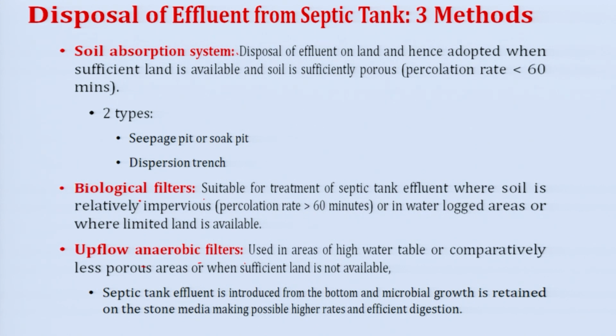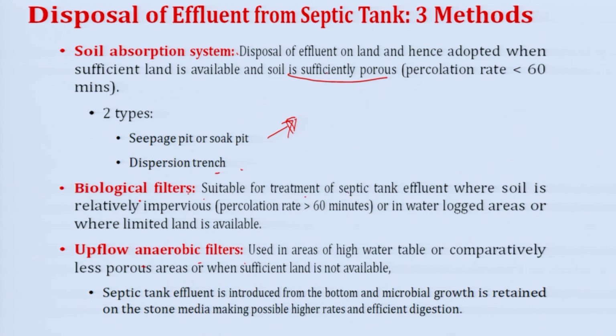Soil absorption system can be of 2 types. One is seepage and soak pit. Another is dispersion trench. Okay, आप लोग इसको प्लीज़ चेक कर लीजिएगा, अपने आप हिसाब से पढ़ लीजिएगा. Soak pit is very commonly used, है ना, its design is also given there in the books, so you should go and check it out. Seepage pit or soak pit is very commonly used in India. Then we have dispersion trench. Another is called biological filters. So soil absorption is used when the soil is very porous, sufficiently porous.